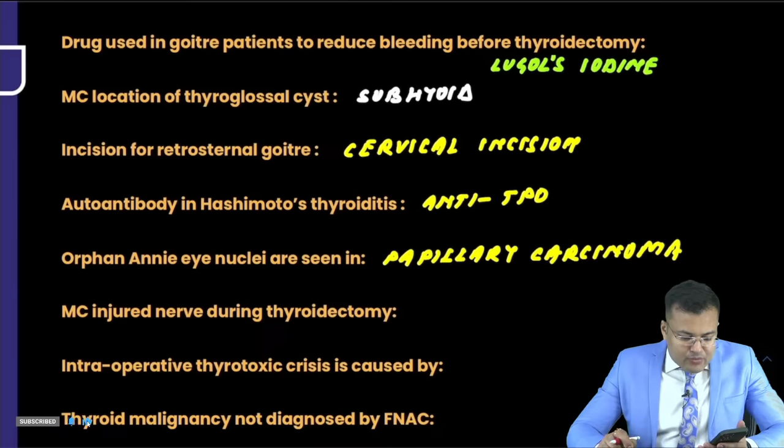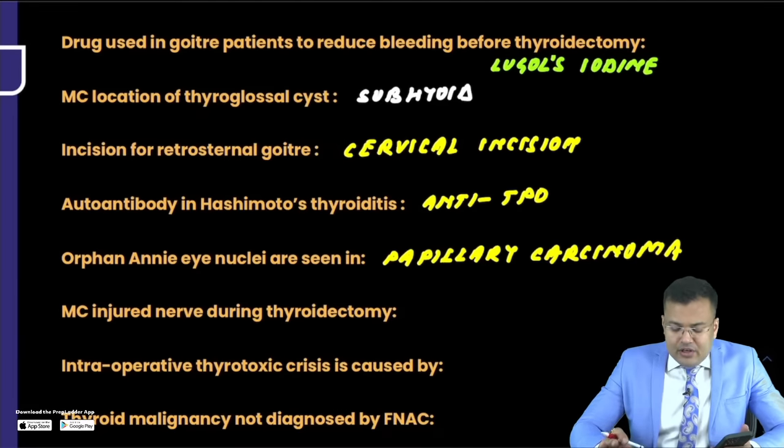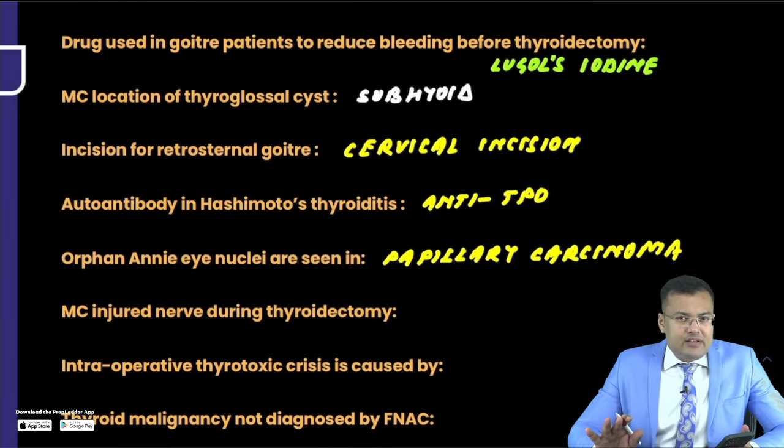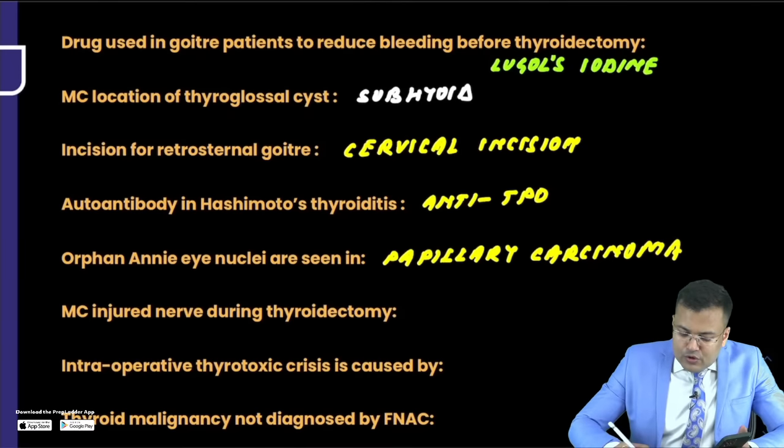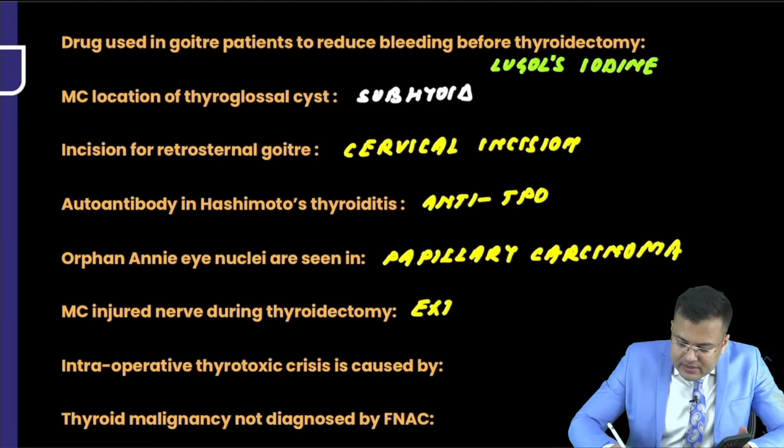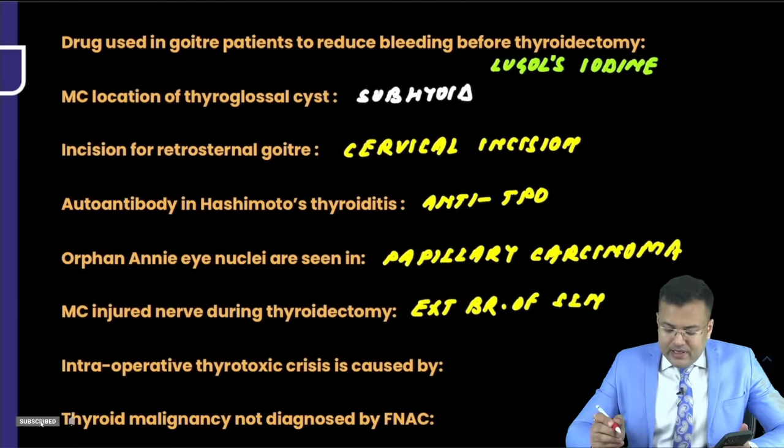Bhargavi, Shubham, Panteja, Jiten, Virender Yadav, all of you are correct, guys, majority of you. It is not recurrent laryngeal nerve. It is external branch of superior laryngeal nerve. So most commonly injured nerve, this is external branch of superior laryngeal nerve.